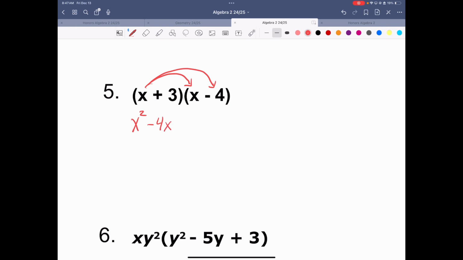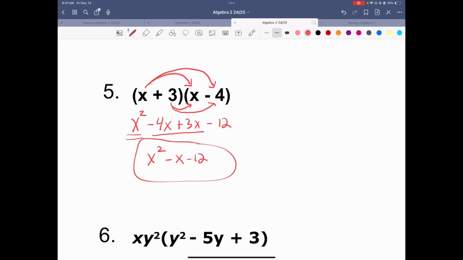So that's my first. That's the inside. Or I guess that's the outside. But now I have to take the 3 times both of them. 3 times x is 3x. 3 times negative 4 is negative 12. Now combine like terms. So x squared minus x minus 12. Again, something I would expect you guys already to be able to do. That's just kind of a quick reminder of how those go.